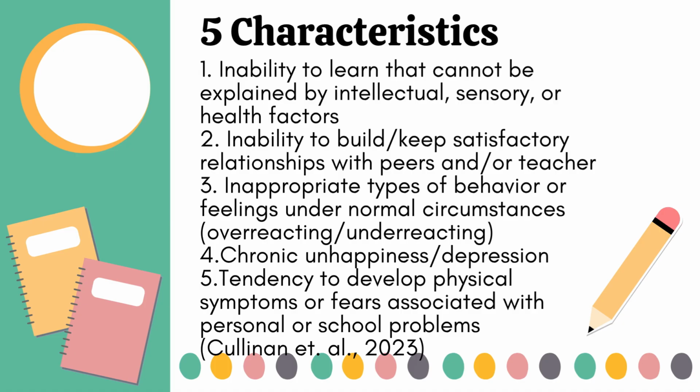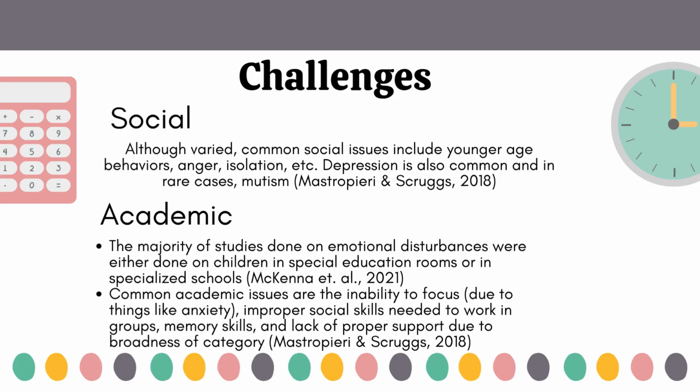Chronic unhappiness or depression can also be a factor. Tendency to develop physical symptoms or fears associated with personal or school problems. So that's when you get things like anxiety disorders, OCD, all those sort of things. So the different challenges are generally both social and academic. So even though this is a broad category, there are some common social issues, such as acting younger than they are, anger, isolating themselves, depression is very common, and to a lesser extent, selective mutism.